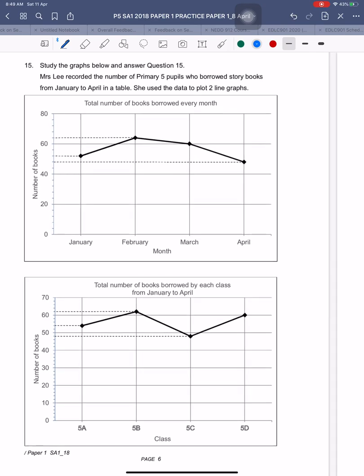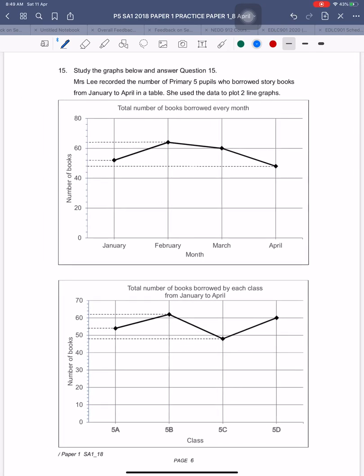Okay, question 15. When you are given graphs, you need to understand what the graph is telling you, what kind of information the graph is telling you. Because in this question, there are 2 graphs. The first graph talks about the total number of books borrowed every month of this library in this school by the primary 5 pupils from January to April. So you can see January, February, March, April, okay, every month.